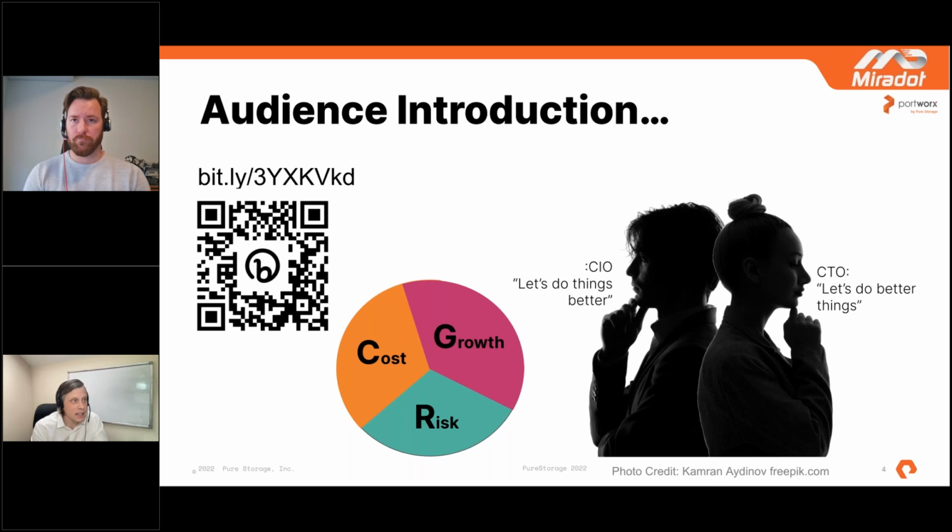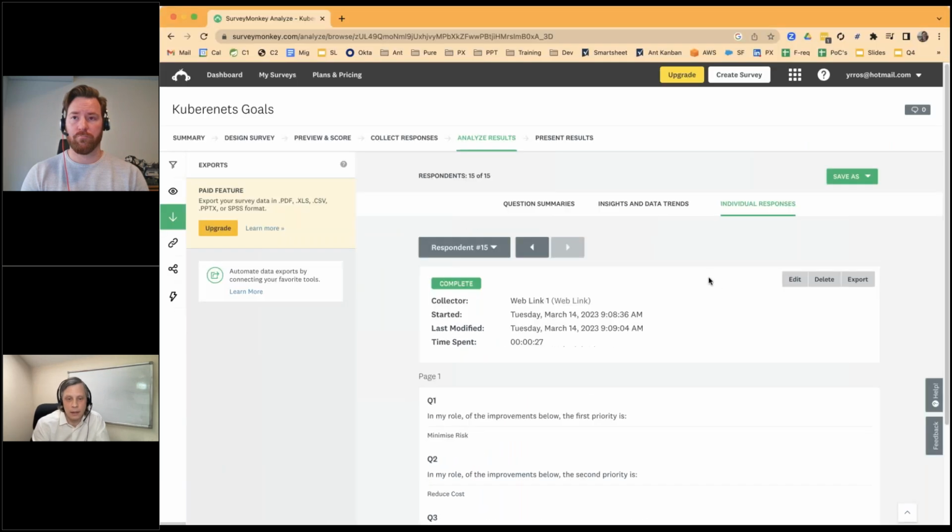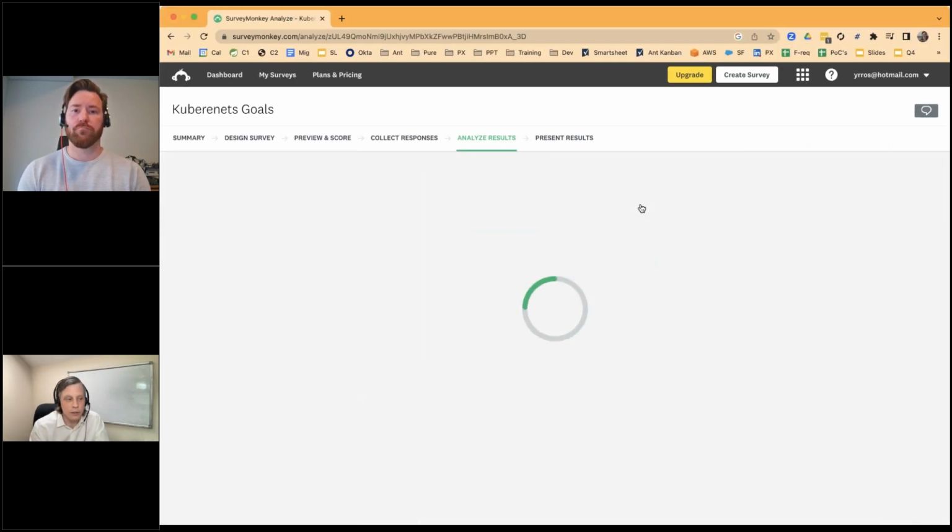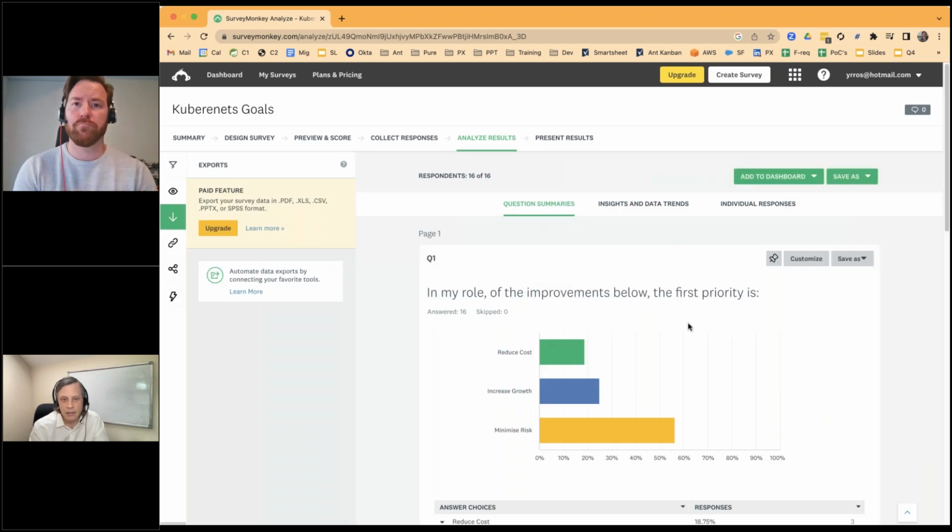So let's have a little look at this poll, and I will try and work this interface nicely. Just refresh my screen here and we'll see how it's going. Bear with me. Okay, so you should be able to see a screen here.